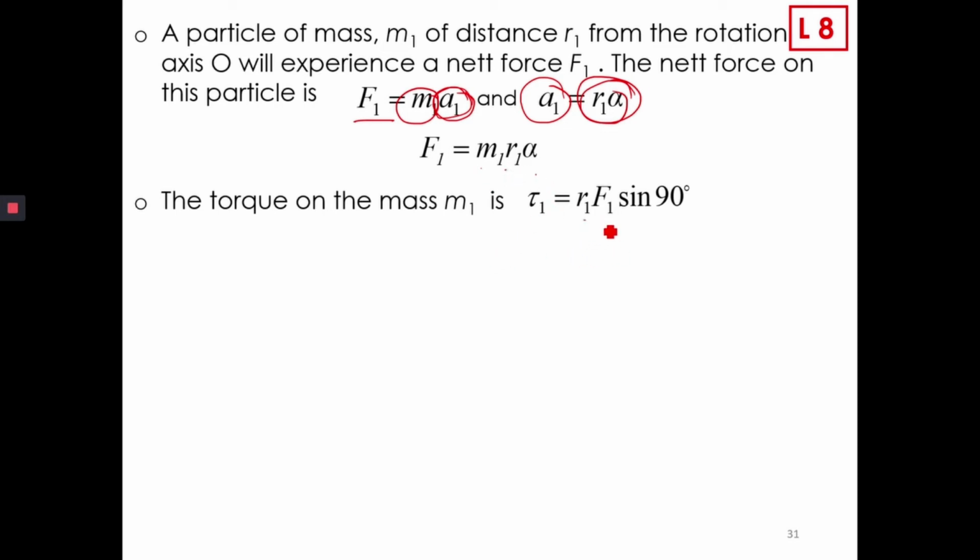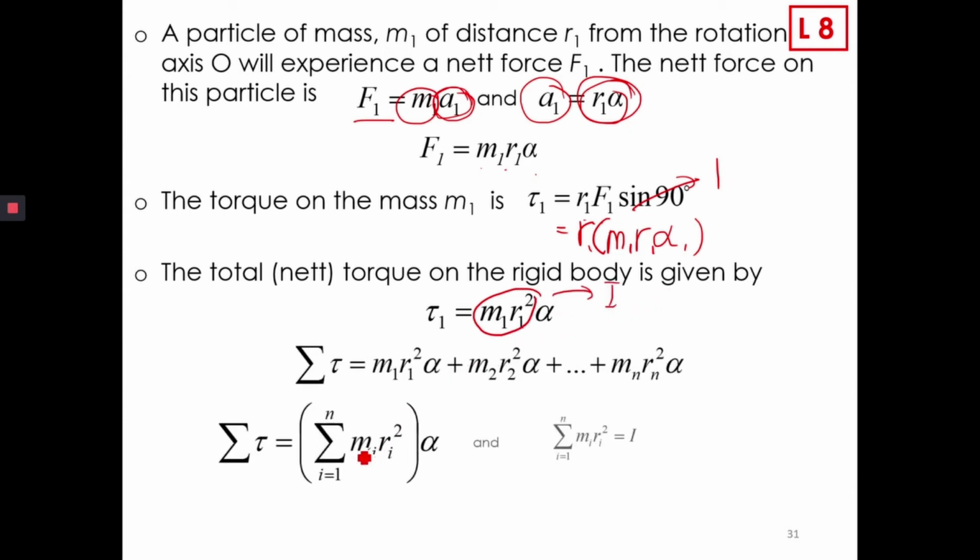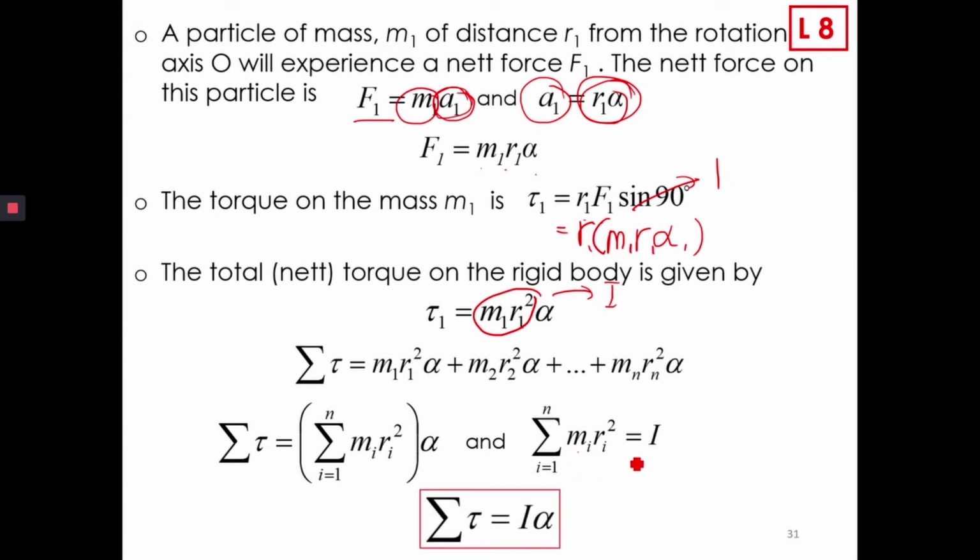The formula for torque is r F sine theta. Now when we combine torque with force, torque is r F sine theta, where F is M1 R1 alpha 1, times sine theta. Because the angle is 90 degrees, sine 90 equals 1. Now you will have M1 R1 squared alpha. M r squared is moment of inertia, which gives the formula of torque equals I alpha. So for torque, you have two formulas: either F r sine theta, or I alpha.